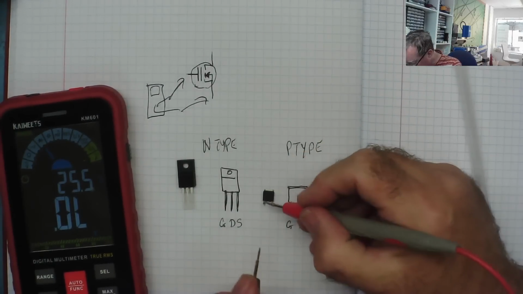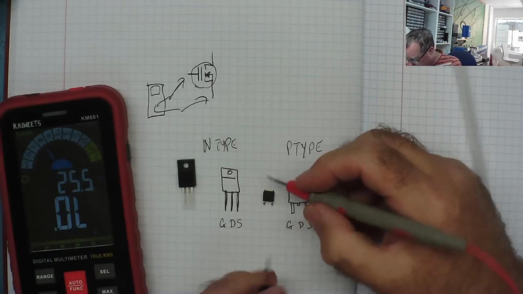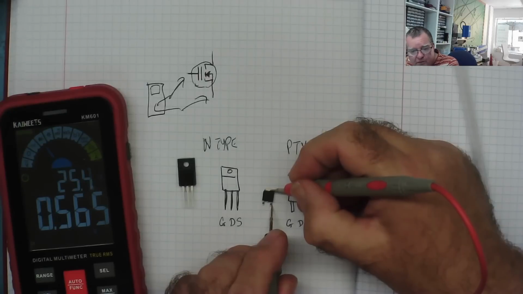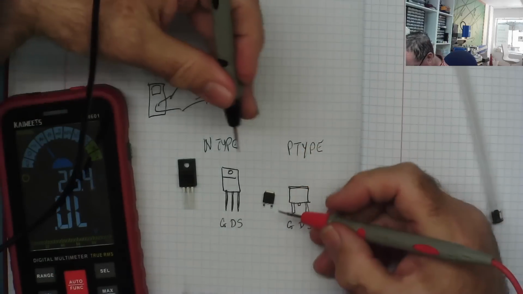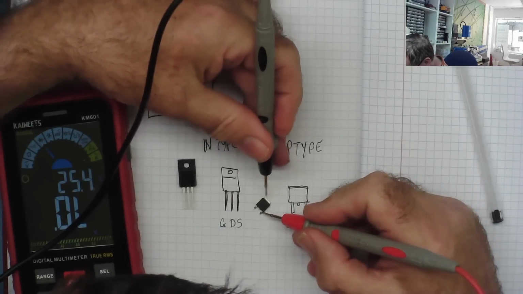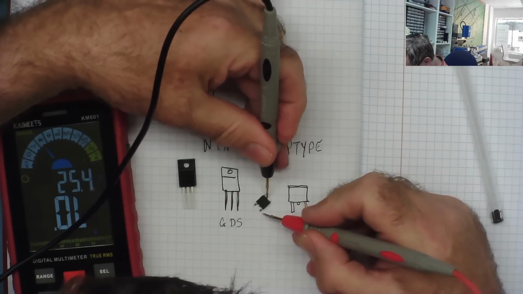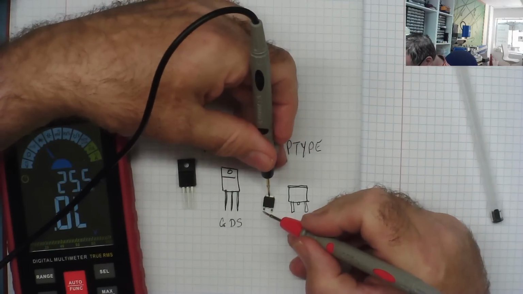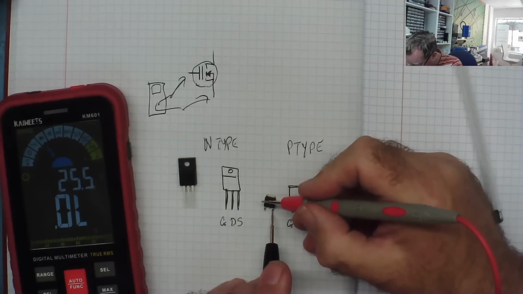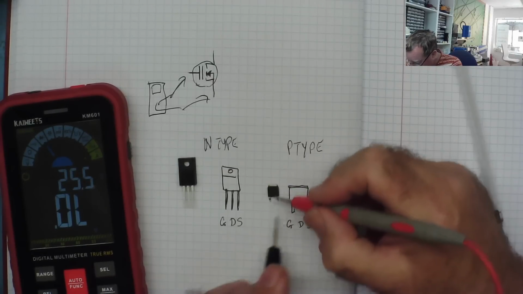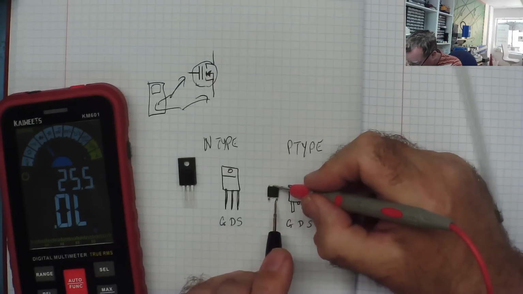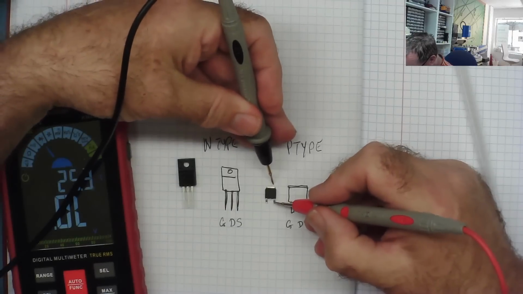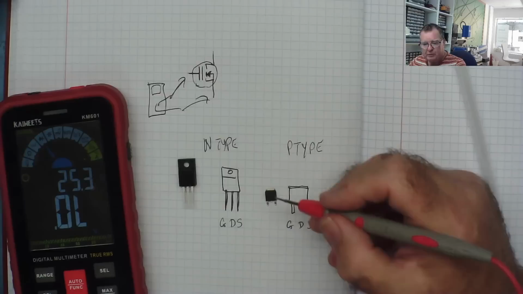So with the P-type, this is the gate. If I go between the drain and source in one direction, I read like a diode junction, which we'll come to in a minute. In the other direction, I read nothing, it's open circuit. If I now put the positive lead on the gate compared to the source, I've touched it with a positive lead. This still reads like a diode junction in one direction and open in the other, because it's a P-type.